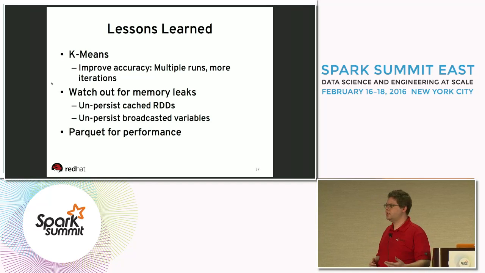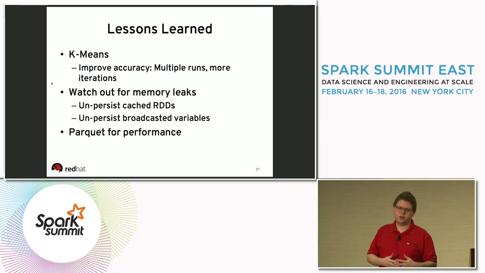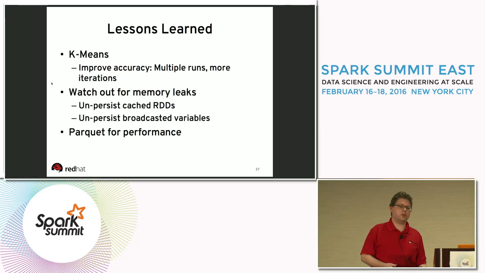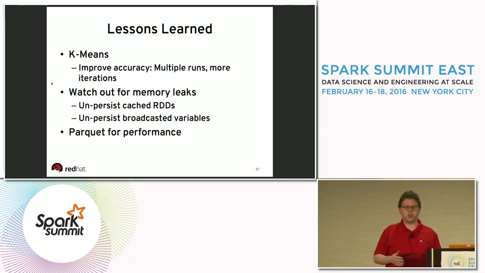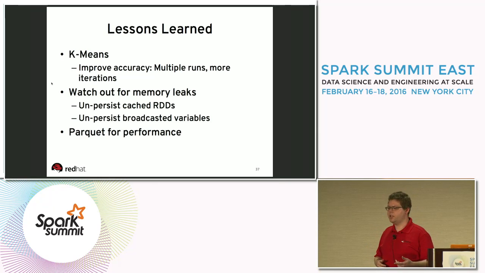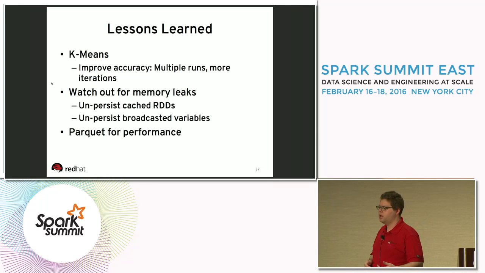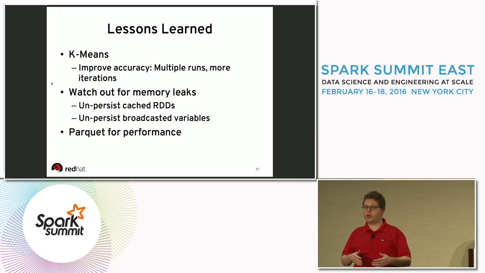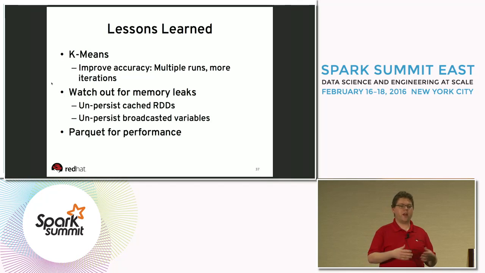In terms of k-means itself, I suggest using multiple runs and more iterations than the default parameters suggest. This significantly reduced the error in our clustering and gave us consistent results across runs. Also, watch out for memory leaks. In Spark 1.4 and earlier, the k-means implementation cached a number of RDDs, but never unpersisted them when it was done. When I was doing a sweep over the parameter for the number of clusters, I ran out of memory.